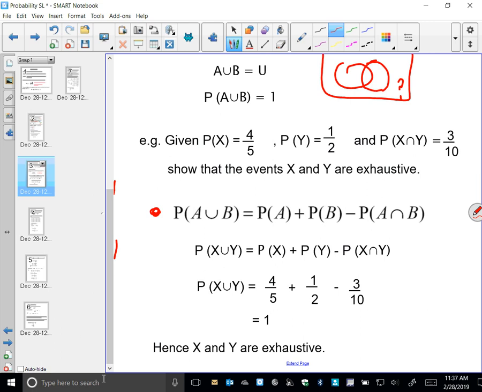So we've got the union of X and Y: probability of X plus probability of Y, subtract the intersection. We're told the probability of X is 4/5, probability of Y is 1/2, probability of the intersection is 3/10, which gives us 1. So the union is 1, so it means that they are exhaustive. It means that everything is covered.